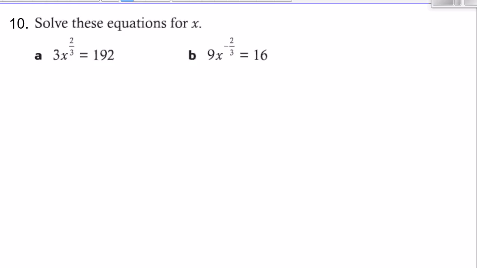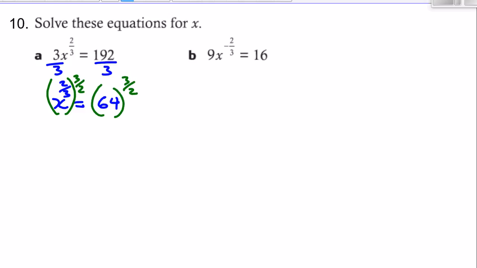Here is another question. Okay, same method. So start by dividing by 3. So we'll end up with x is equal to 192 divided by 3. That will be 64. And sorry, this is 2 over 3 here. So what I'll do is I'll multiply this by the reciprocal of 2 over 3, which is 3 over 2. Multiply that as well, 3 over 2.